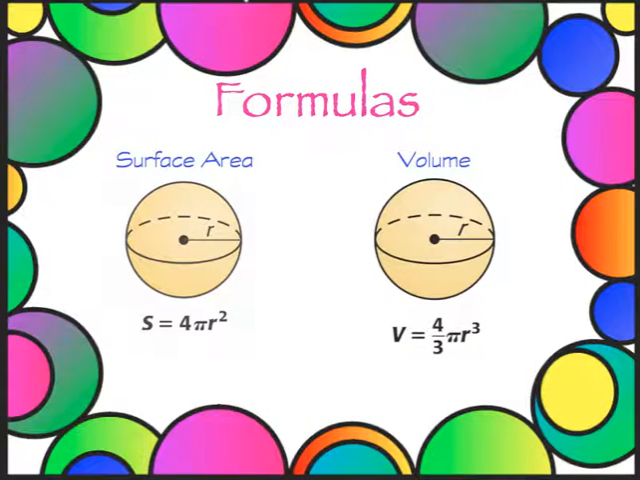All right, so here are your two formulas, and today we're just doing surface area, which is 4 pi r squared.